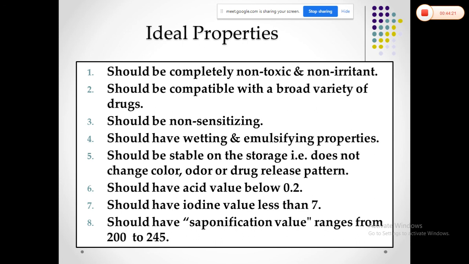In the next lectures, we'll cover the factors that can affect suppository absorption and the activity of suppositories. That will be covered in the next lecture. Okay, is it clear to all of you?